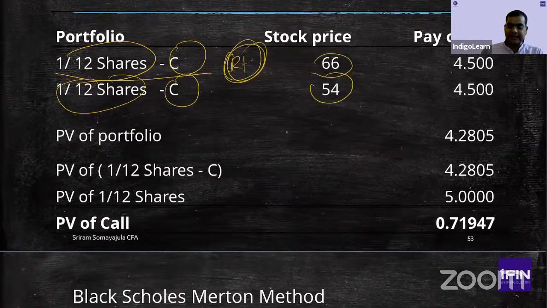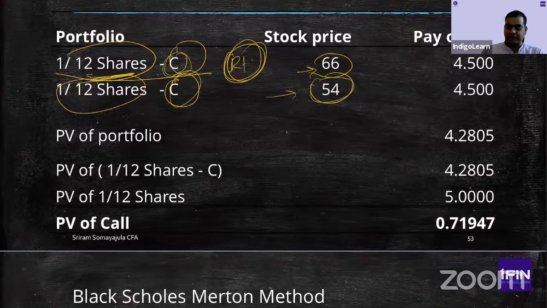So in delta hedging, what you're saying is, in a risk-neutral environment, no portfolio can generate returns higher than the risk-free rate. So if you create a portfolio of 1/12 share and a call option, which is unknown, you have sold a call. Here you have sold a call, minus C. This portfolio will have some payoff when it is at 66.